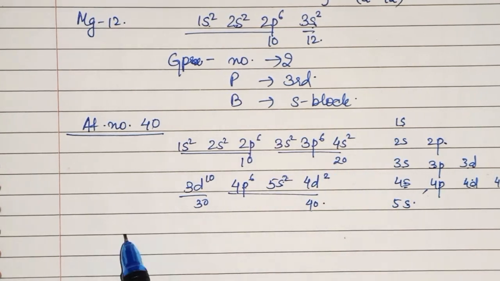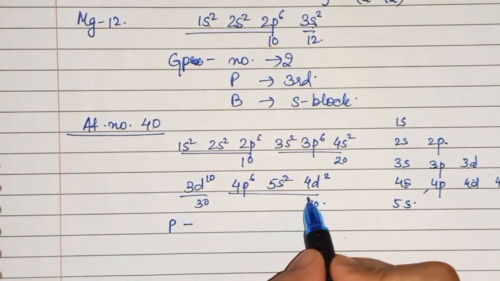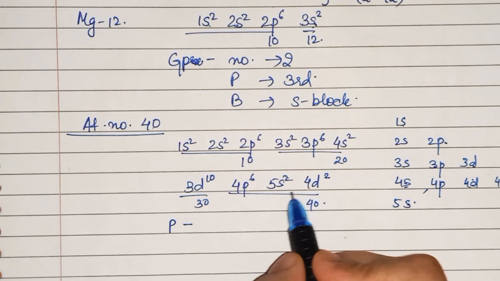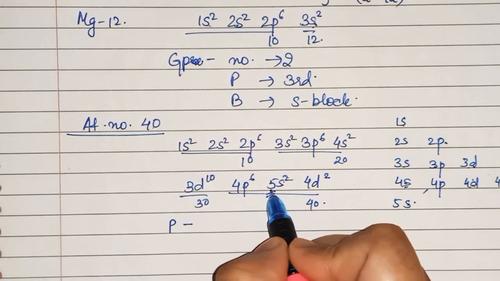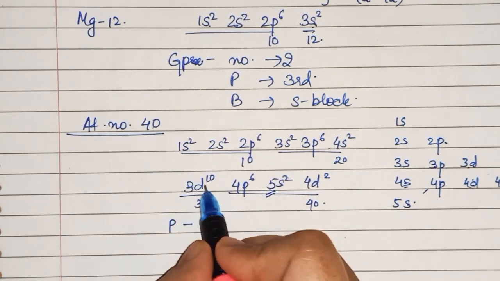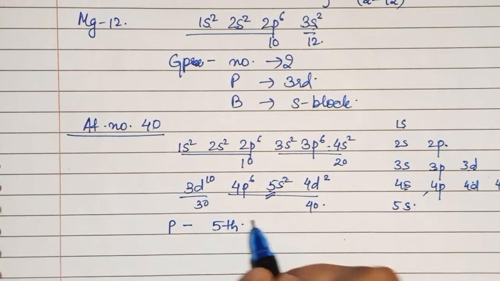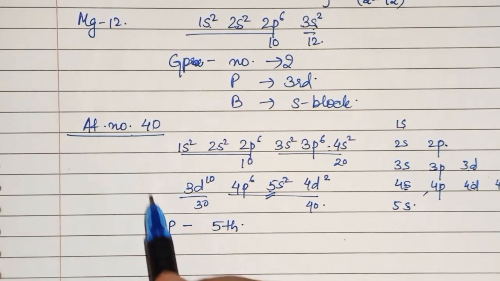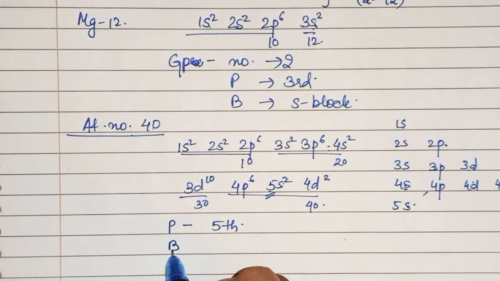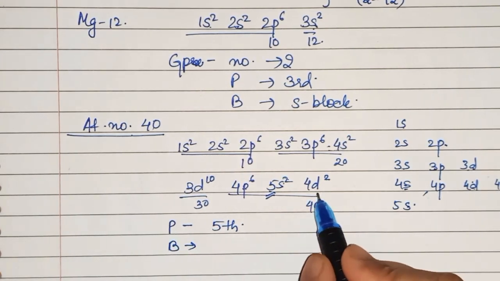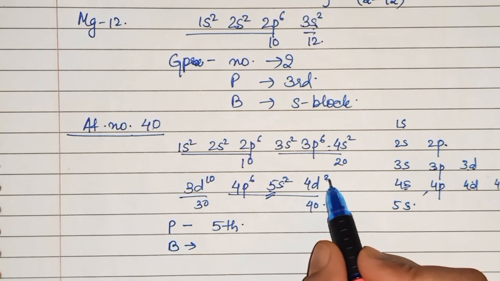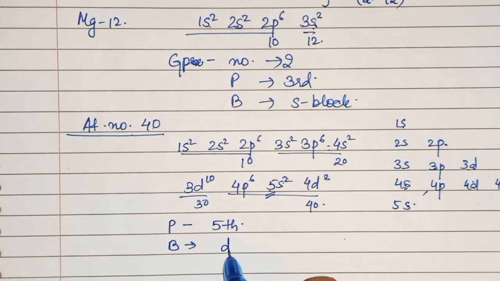Now see children, the period number is the highest value of n. You can see 5 is the highest among all: 1, 2, 3, 4, 5. So this element will be in the 5th period. Block: how will you identify the block? The last electron is entering over here in the D subshell. So you will write D block.